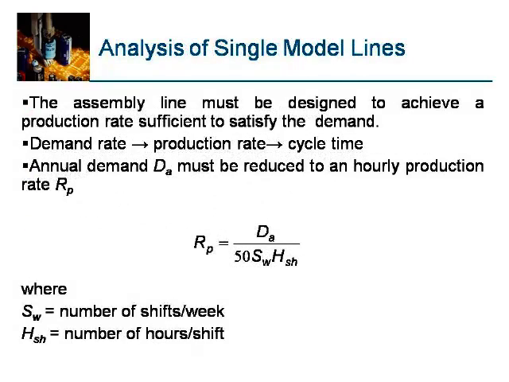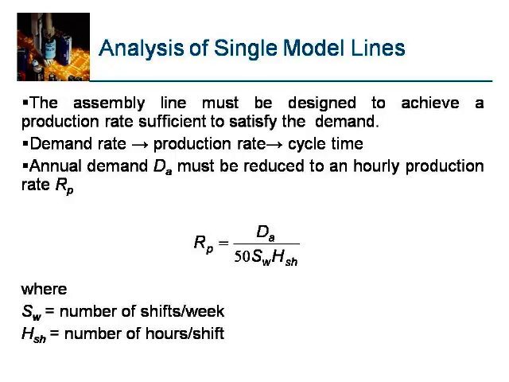Let us see the analysis of a single model line. The assembly line must be designed to achieve a production rate sufficient to satisfy the demand. Demand must be equal to production rate or cycle time. Let us say annual demand is DA, which must be reduced to an hourly production rate of RP. RP is equal to DA divided by 50 SW HSH, where SW is the number of shifts per week and HSH is the number of hours per shift.